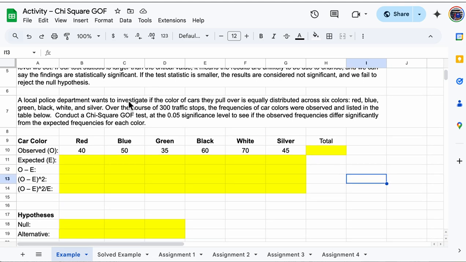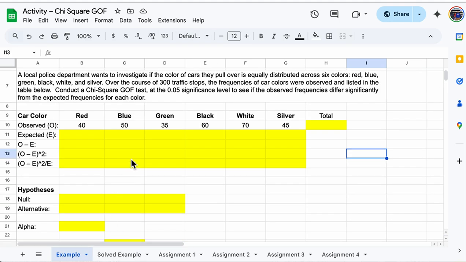A local police department wants to investigate if the color of cars they pull over is equally distributed across 6 colors, red, blue, green, and so on. Over the course of 300 traffic stops, the frequencies of car colors were observed and listed in the table below. Conduct a chi-square goodness of fit test at the 0.05 significance level to see if the observed frequencies differ significantly from the expected frequencies for each color.